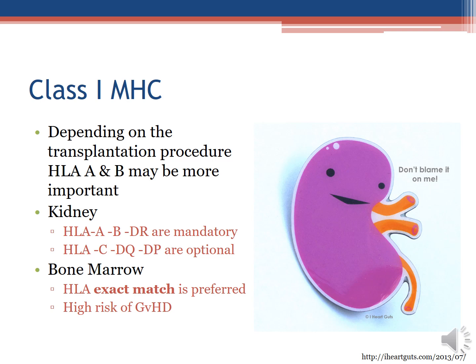For bone marrow, we are starting from the ground up. We are totally replacing our hematopoietic stem cells, so we want to have an exact HLA match. If you do not have this, then you run a huge risk of getting graft versus host disease. I'm sure Cherika will be going over this in hematology, and we'll briefly touch on it later in this course.